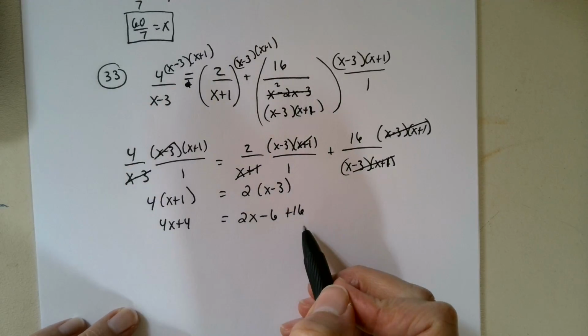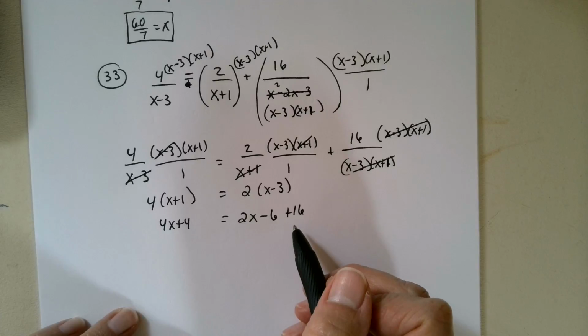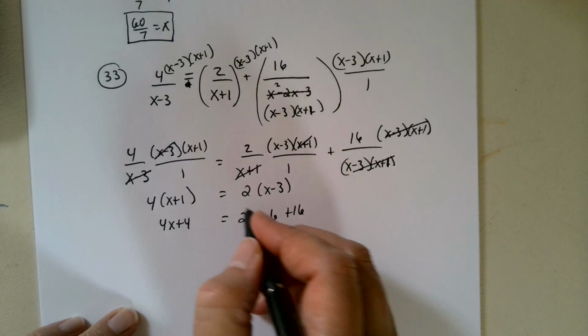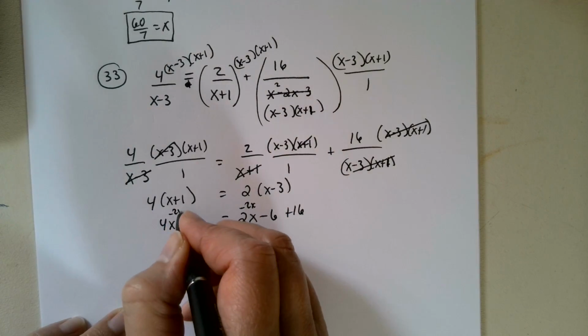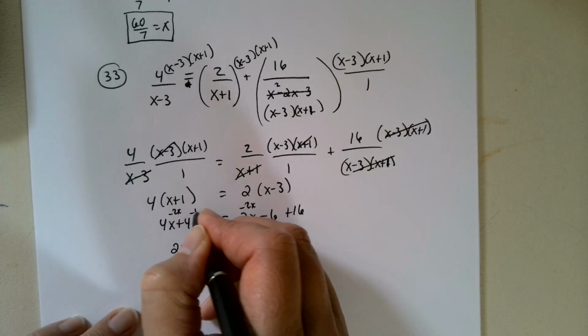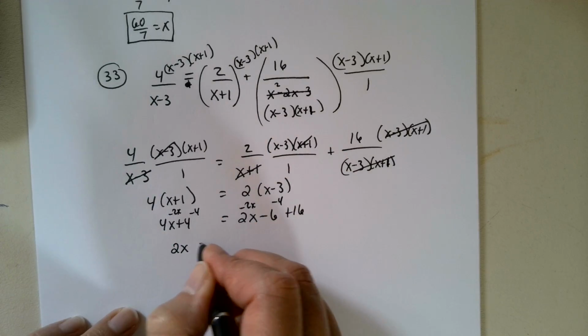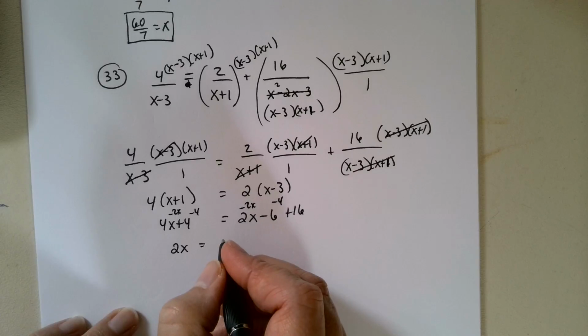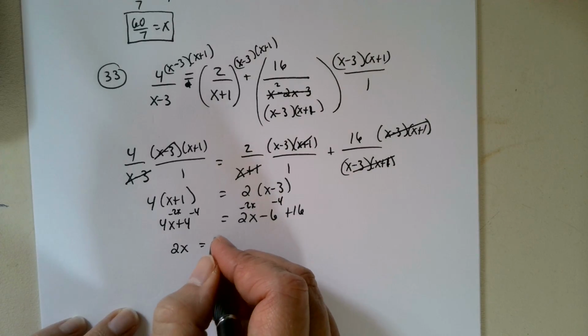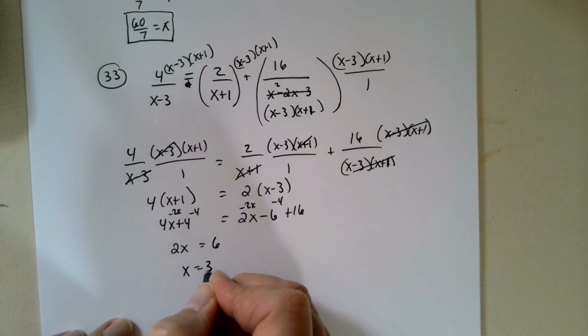Again, this is not a quadratic, but on your homework you had some that were quadratics. Some of them you had to use the quadratic formula. So make sure you remember how to do that. And we're going to subtract the 4 over. We're going to have negative 10 plus 16 is 6. And we end up with x equals 3.